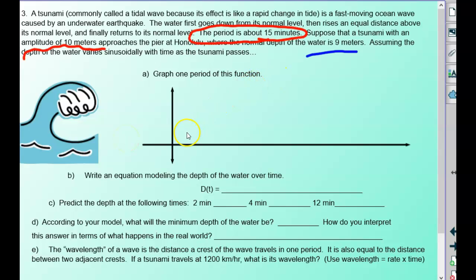So it is confusing. So what happens is the water first goes down from its normal level. So if the normal level is 9 meters, and it says this one has an amplitude of 10, well, the water level can't go below 9 meters, but what could you see from the shore if the water level goes down below what it normally is? Yeah, you would see the sand, you would see the ocean floor, right? So you would see the water receding.